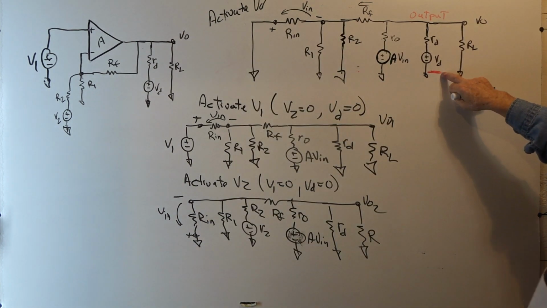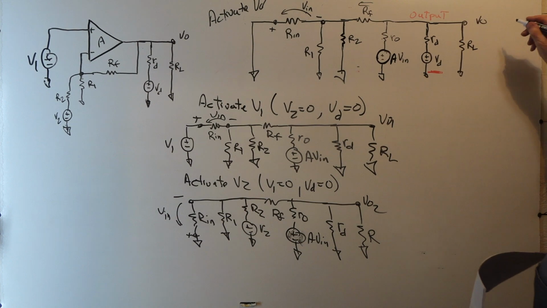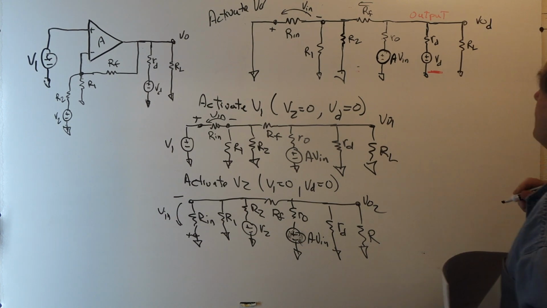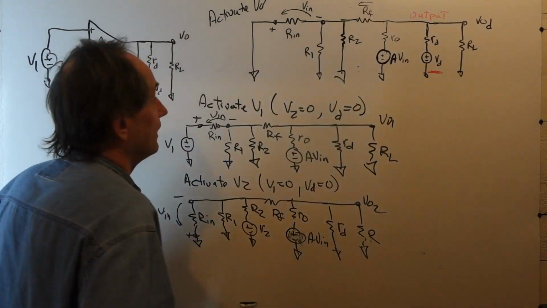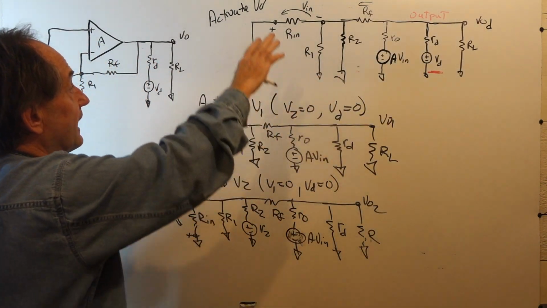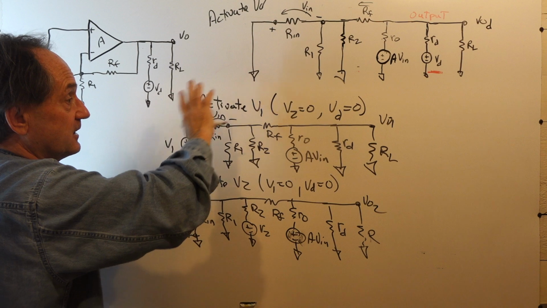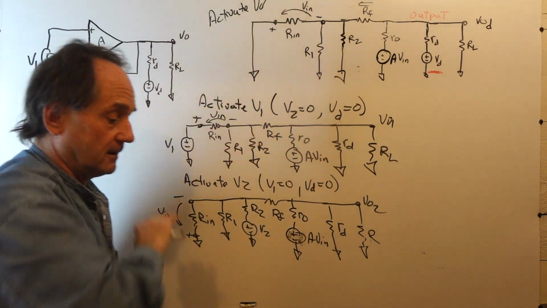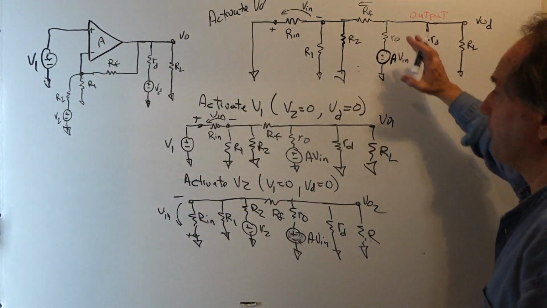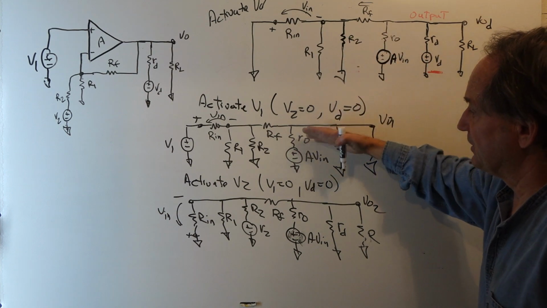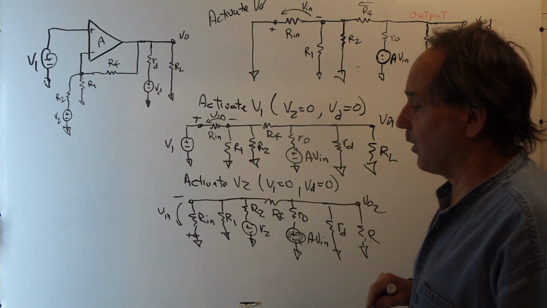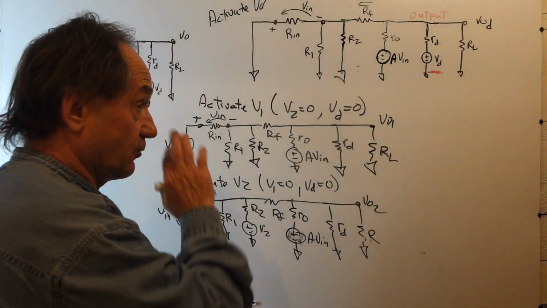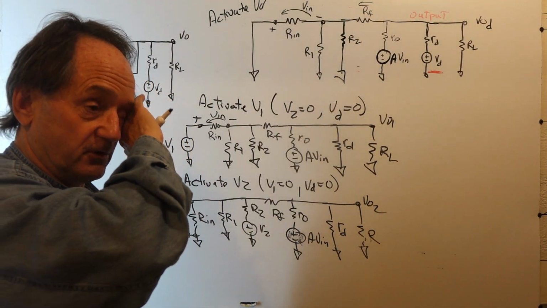And we have VD activated. So this is V out due to D. So these are the three networks that need to be solved in order to use superposition to get the total output when each source is activated. I'm going to do one of these and then give you the equations for the other networks, and you can do all the algebra.